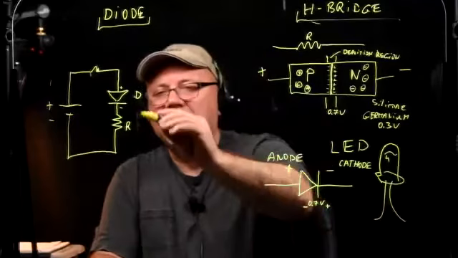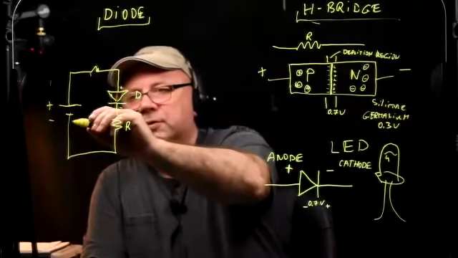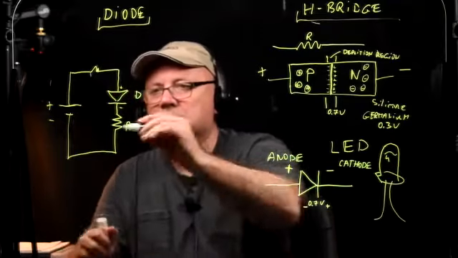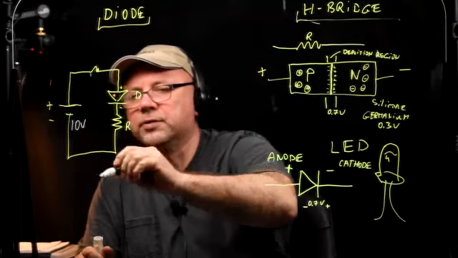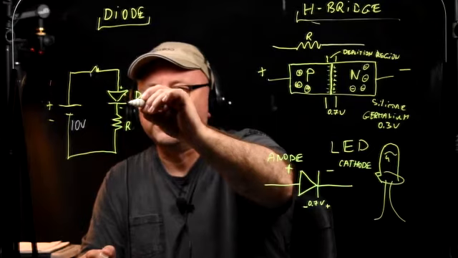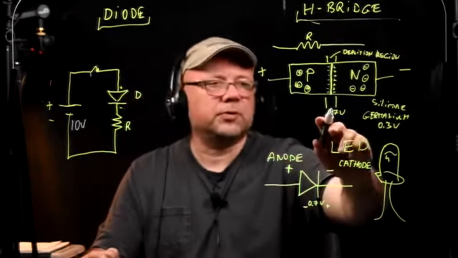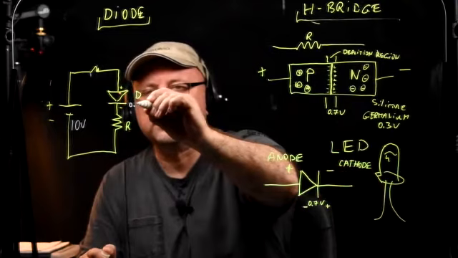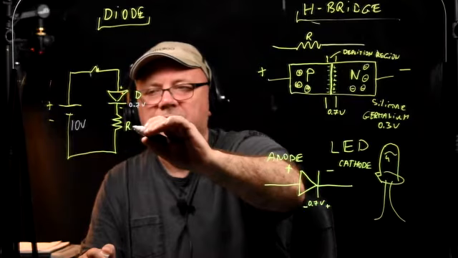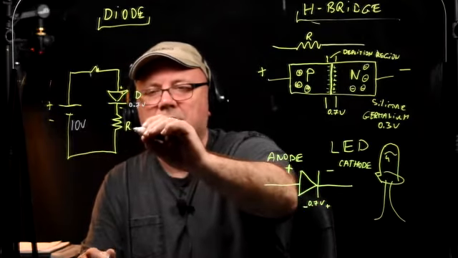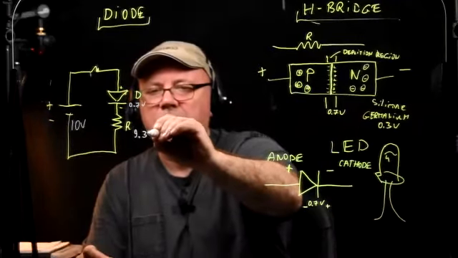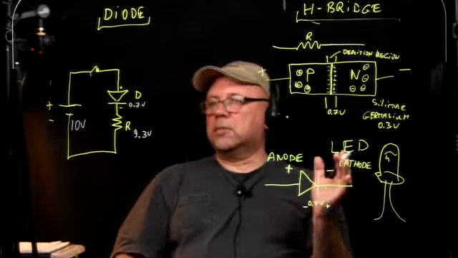So what's going to happen is that if we apply 10 volts here, we're going to have 0.7 volts always. That 0.7 volts is not going to change. 0.7 volts is going to be across the diode, which means the rest of the voltage is going to be dissipated across the resistor, which is going to be 9.3 volts. That's how you can always tell that.